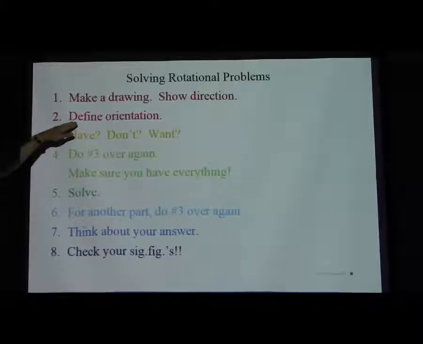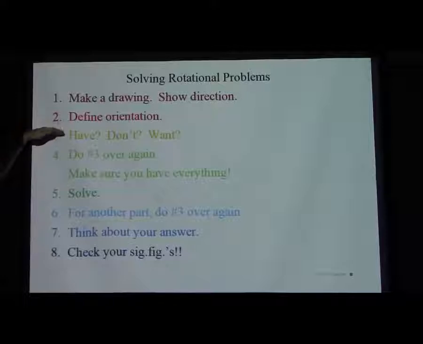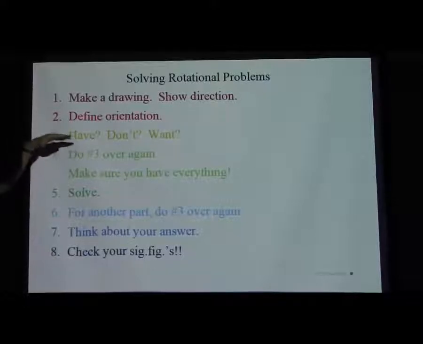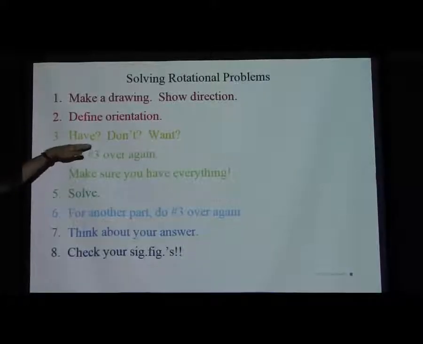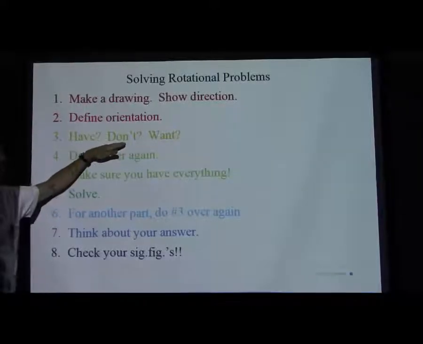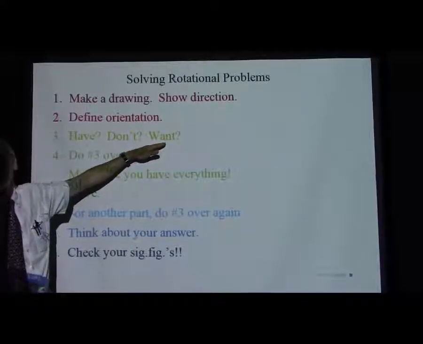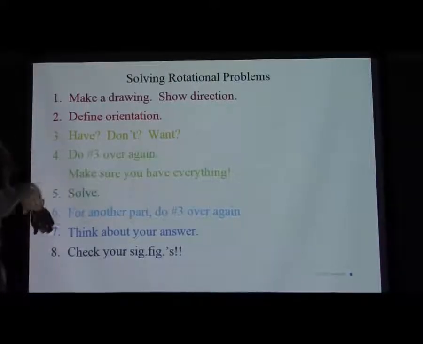Then, define the orientation in your problem. How is this thing rotating? Third, look at the problem and think about what quantities do you have, what quantities don't you have, and what quantity or quantities do you want? What are you looking for? What is the question asking you for?